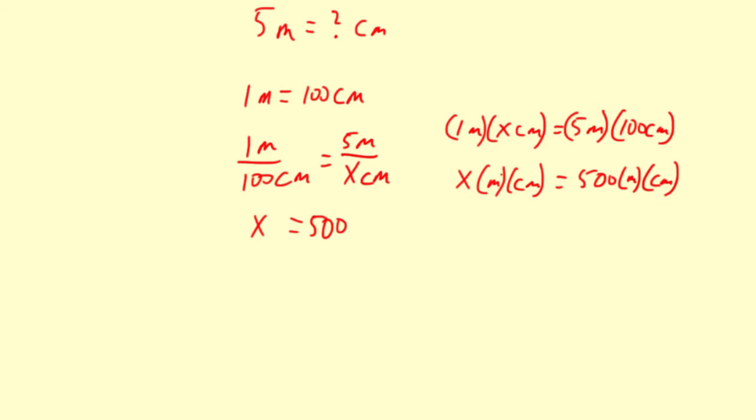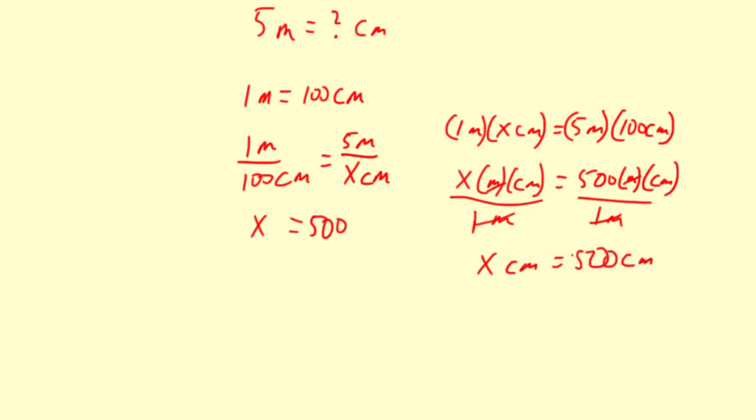So numerically, x equals 500, and you want to know how many centimeters. So theoretically, what you could do is divide by 1 meter on both sides. And what that'll do is it will cancel out the meters here and here. So then you get x centimeters equals 500 centimeters.